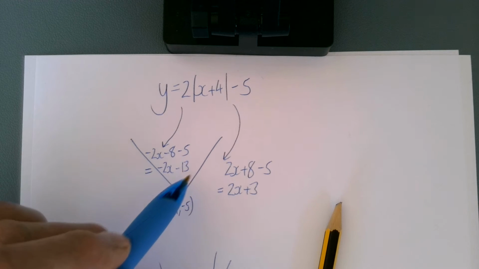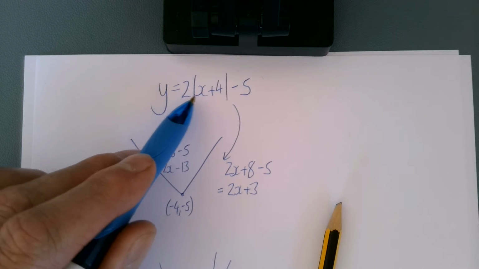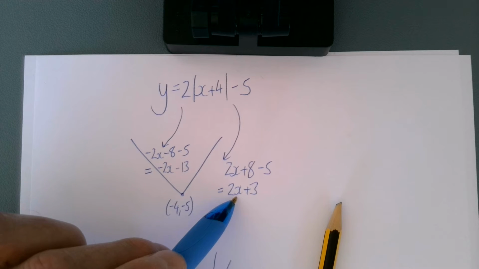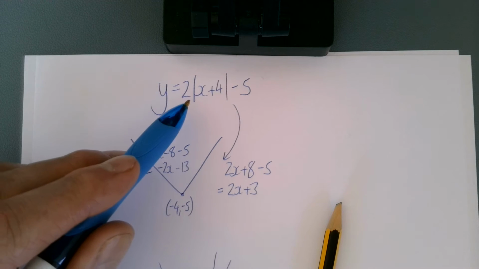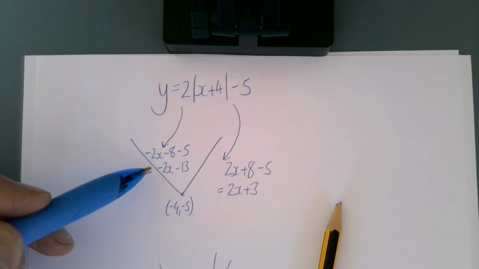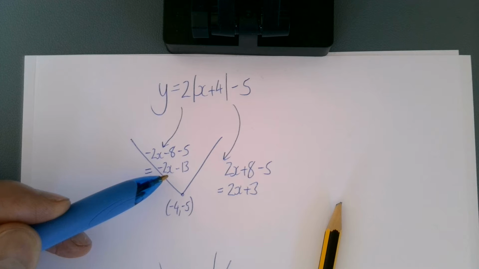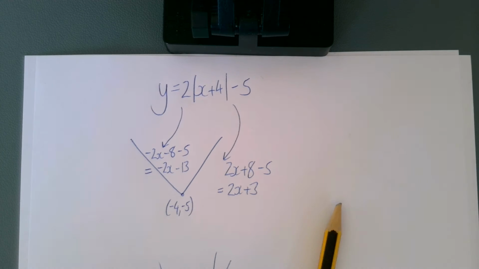For part B, the graph that's sketched, we can work out the equations of the two bits separately. This is the original positive part: 2x plus 8, two lots of x plus 4 minus 5. So this arm here is y equals 2x plus 3. And then the bounced arm is two lots of minus x minus 4 minus 5. So that gives you minus 2x minus 8 minus 5, which is minus 2x minus 13, sorry.